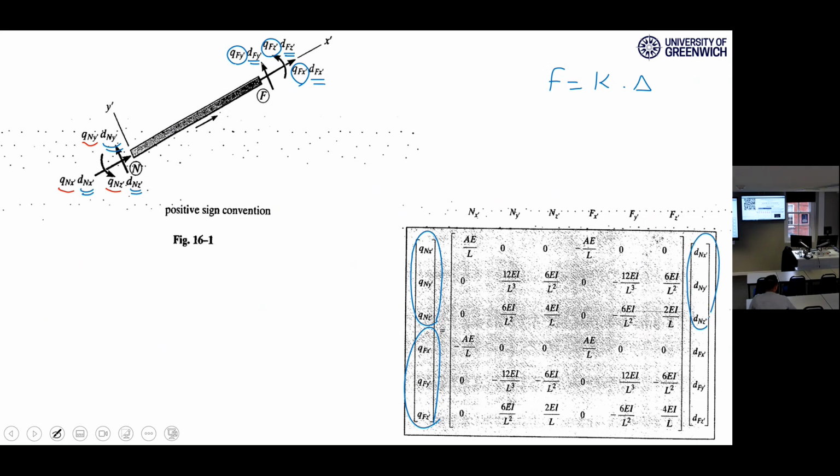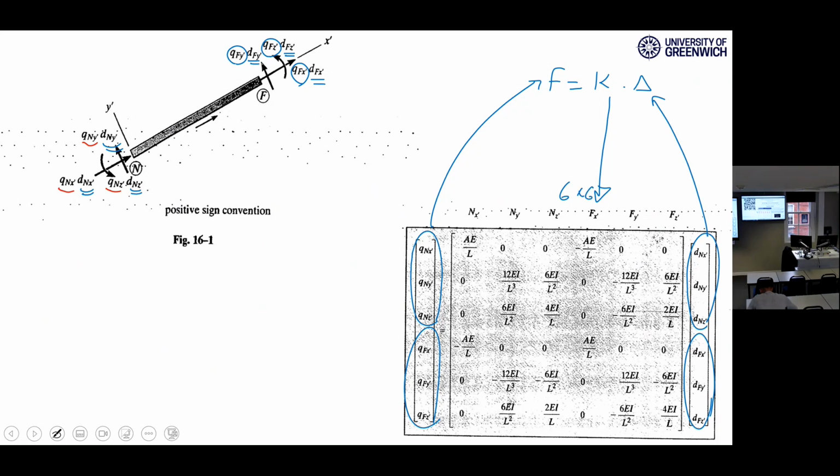These three are deformations at near end. These three are deformations at far end. These are force vector. These are deformations vector. For one element, we have 6 degrees of freedom, 3, 3. So this is 6 by 1, 6 by 1. The stiffness matrix is some sort of matrix which correlates the deformation vector to the force vector. If your deformation vector is 6 by 1, it should be 6 by 6.